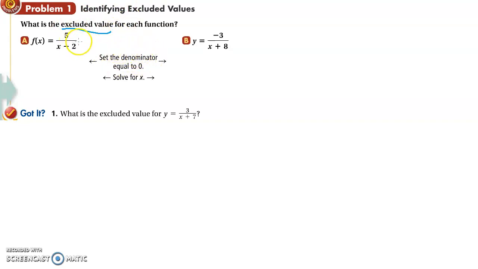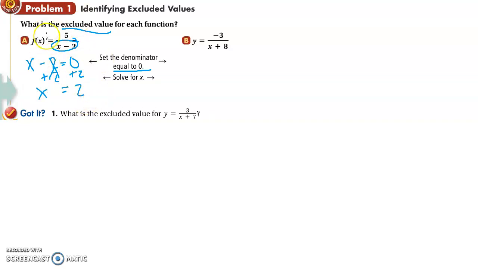So all we're going to do is take the denominator. In this case, the denominator is x minus 2. We're going to set it equal to 0. We're going to say the denominator is equal to 0, and then you just solve for x. I add 2 on both sides. So the excluded value equals 2.